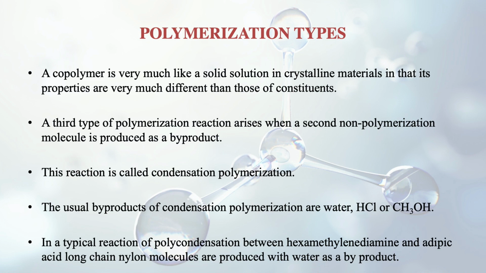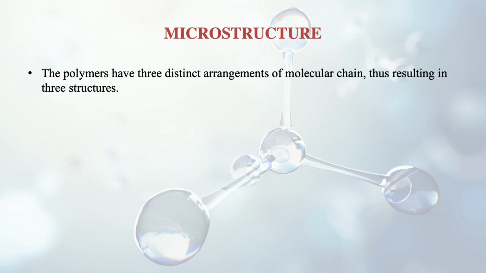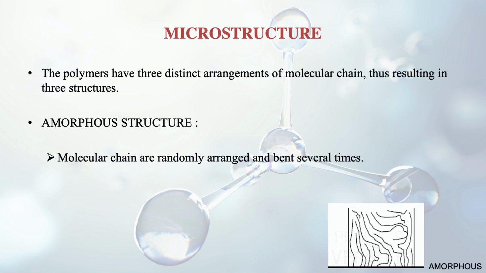Now we will discuss the microstructure of polymers. Polymers have three distinct arrangements of molecular chains, so there are three types of structures. The first one is the amorphous structure. As you can see in the figure, the molecular chains are randomly arranged and bent several times, in different ways. It is not like layers or something like that.